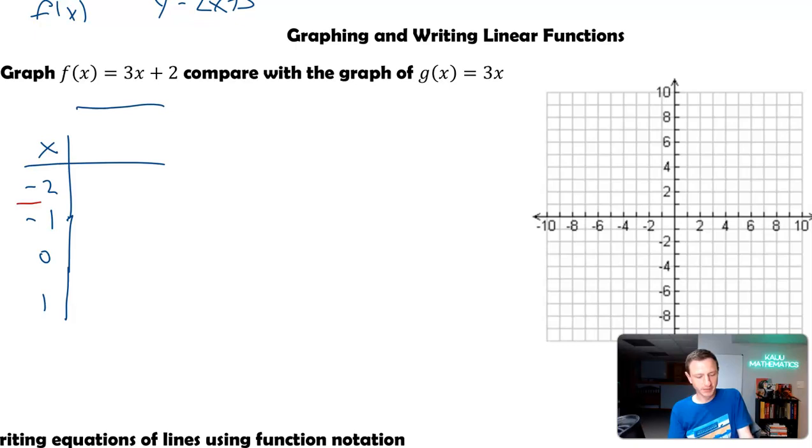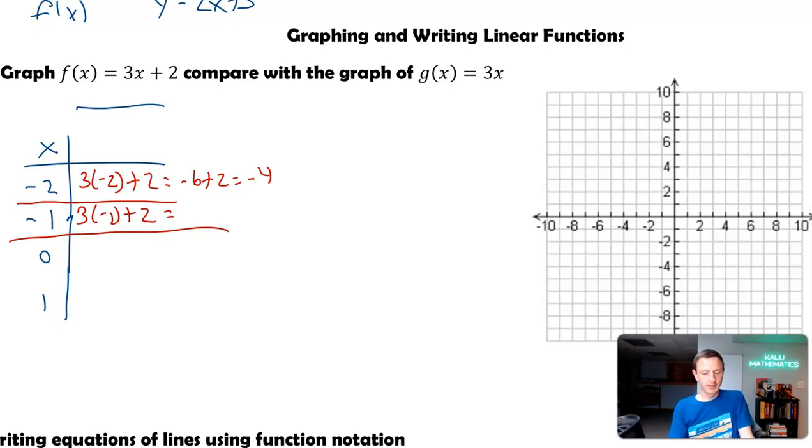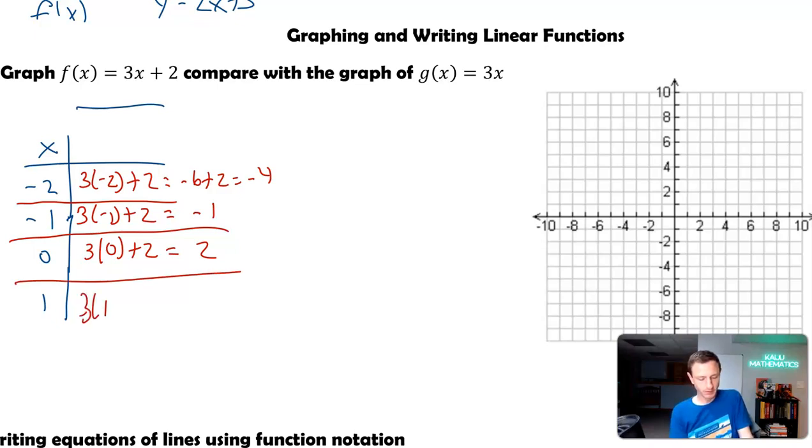When I plug in -2, I get 3 times -2 plus 2. 3 times -2 is -6, plus 2 is -4. Then 3 times -1 plus 2. 3 times -1 is -3, -3 plus 2 is -1. Let's plug in 0. 3 times 0 plus 2. 3 times 0 is 0, 0 plus 2 is 2. And 3 times 1 plus 2. 3 times 1 is 3, 3 plus 2 is 5.